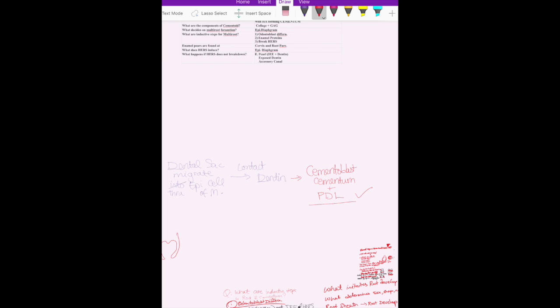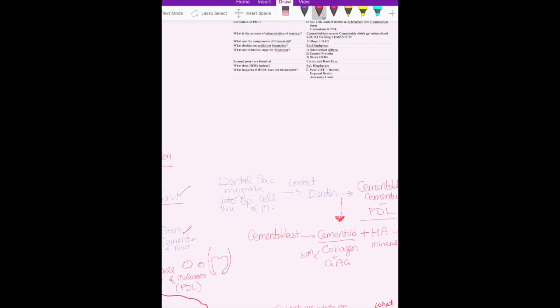Cementoblasts, in more detail, secrete cementoid, which is the organic layer that's made up of collagen and GAGs, glycosaminoglycans. These are your extracellular matrix. And then cementoid, with the help of hydroxyapatite, the mineralization component, will form your cementum. This is just the process in detail.